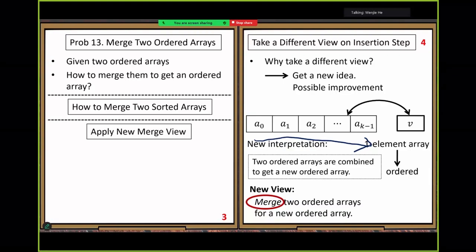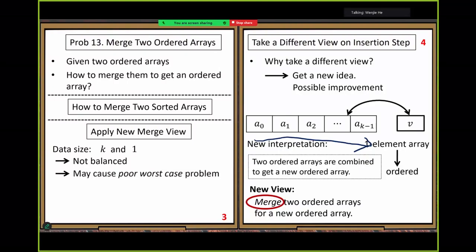All right. So now we need to consider how to get the problem solved. So the data size is n and 1, that's the insertion step. Using our new merge view to look at it, the data distribution is not balanced. Right? Not balanced. All right. And here, for this merge sort.